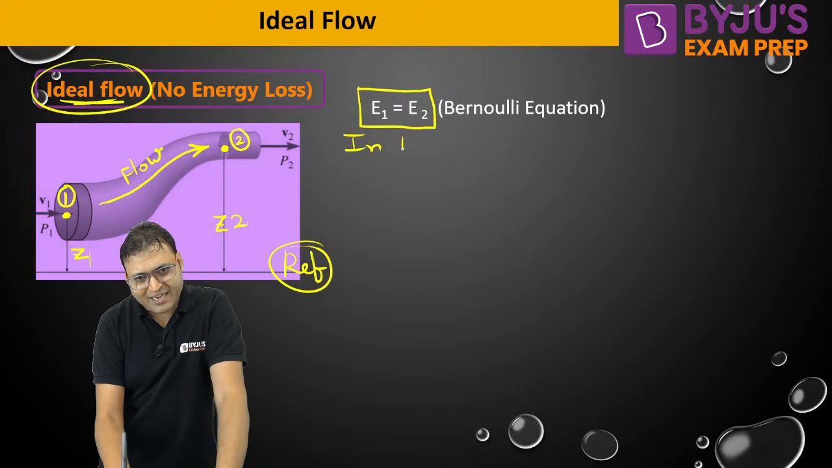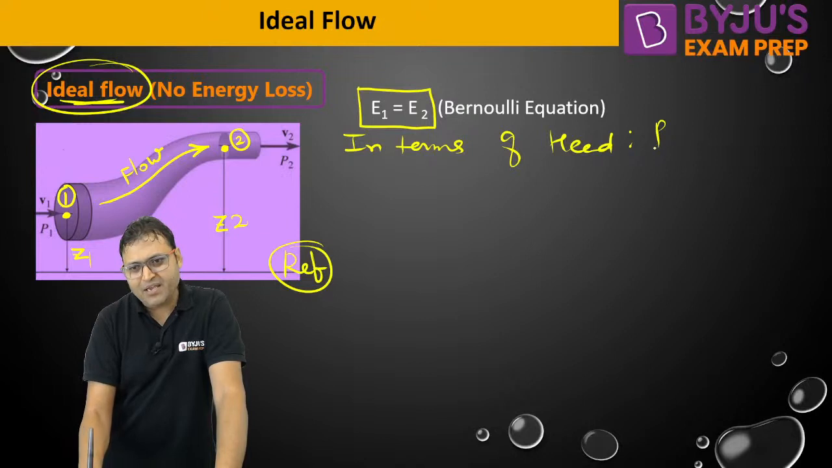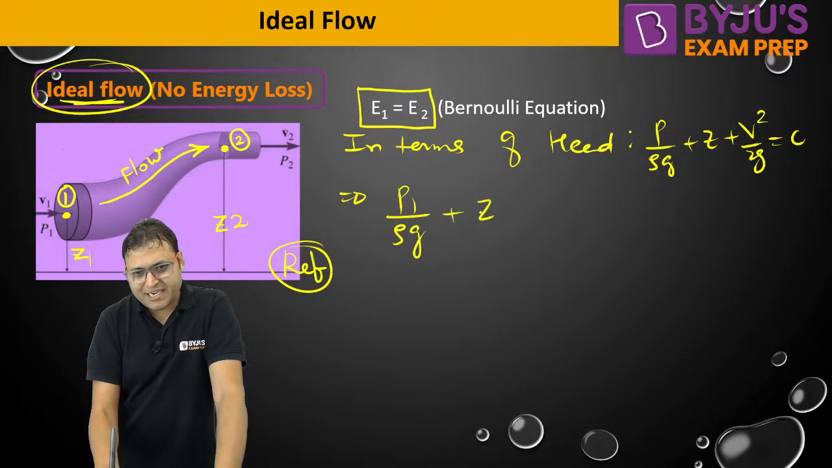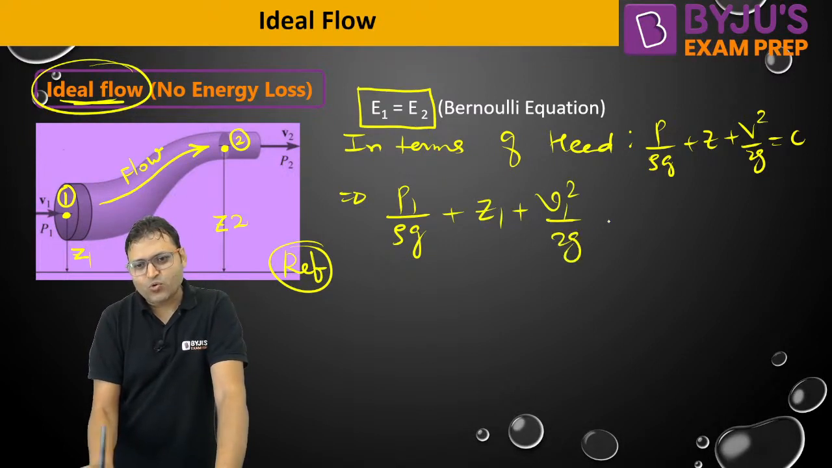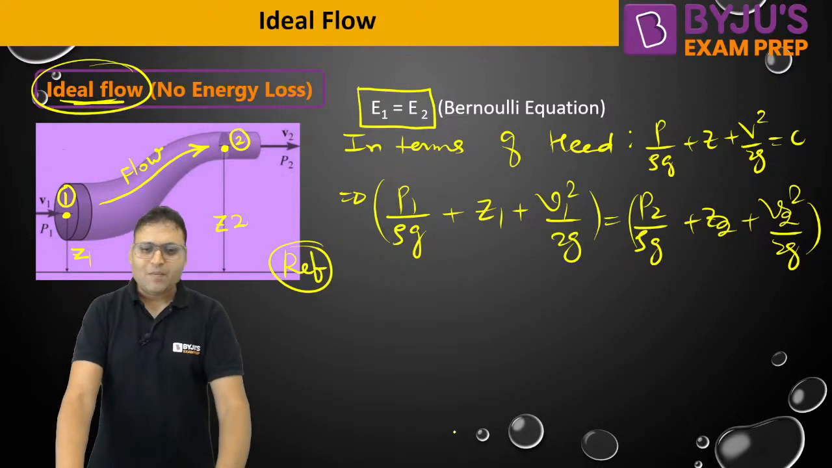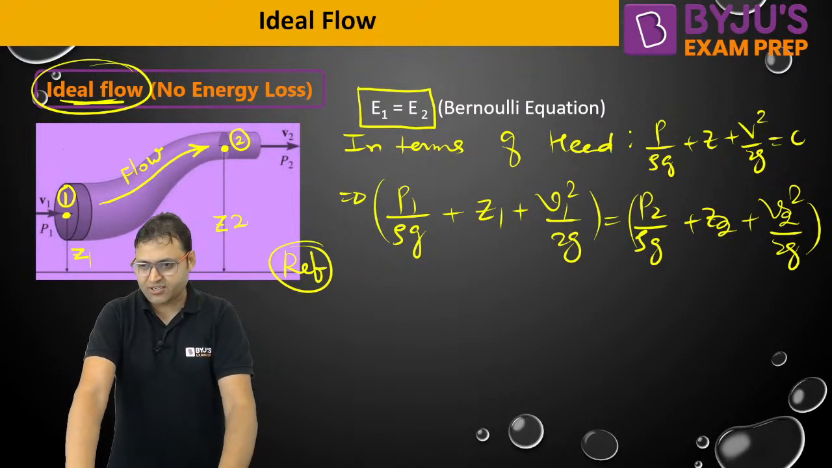So if we write in terms of head, how do we write it? We can say P by rho g plus Z plus V square by 2g is equal to constant. Or we could have said P1 by rho g, static pressure head at 1, plus Z1 plus V1 square by 2g should be equal to P2 by rho g plus Z2 plus V2 square by 2g. Total energy head at 1 must be equal to total energy head at 2 if the flow is ideal, when there is no energy loss to be considered in the flow direction.